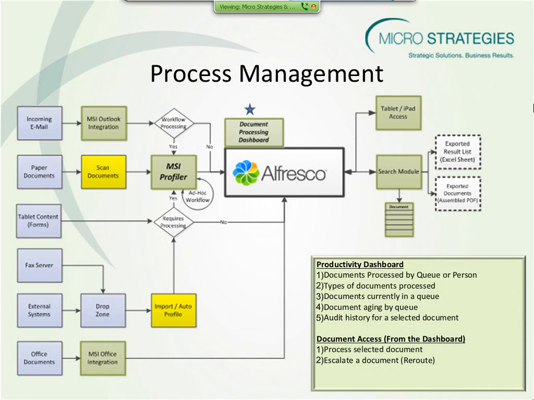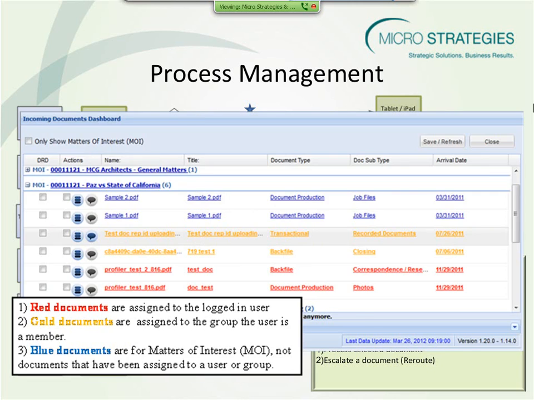Now, from a process management standpoint, we have all this type of content going into the repository. We have incoming emails, paper documents, faxes, Office documents, Outlook documents. One of the things we find is important is how do we understand what's being processed? And this is where we could start talking about document processing dashboards. If these documents are coming in, what documents do I have to care about and what do I not have to care about?